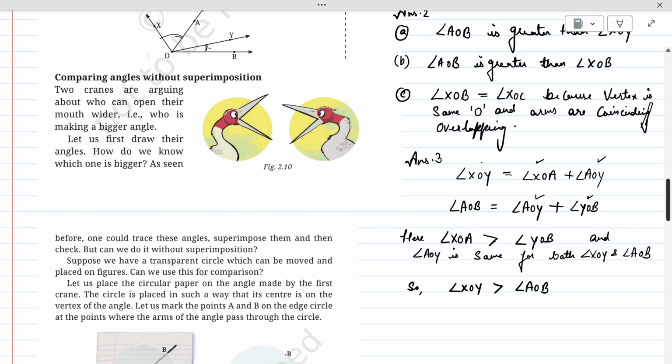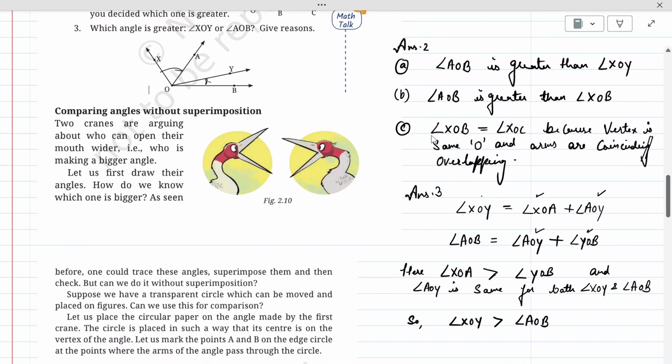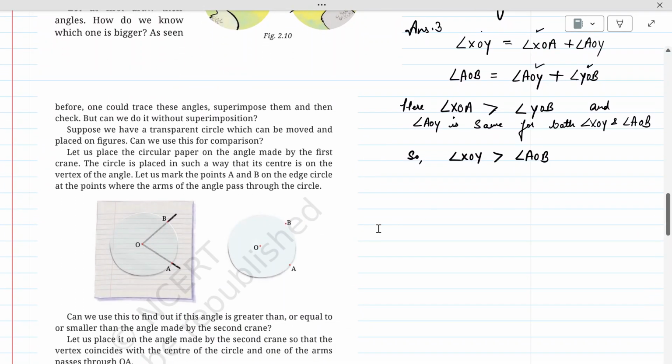Now I think we can cover this in the same class, this is a small thing only. This is another method, kids, if we have to compare the angles without superimposition, that is, if we don't want to put one figure above the other, one vertex above the other, to see which angle is greater. So here what we can do is take a piece of transparent paper. What they have done is they have taken a sheet and drawn the angle which they want to compare, angle AOB. I'm writing here, this is AOB, on the sheet of paper.